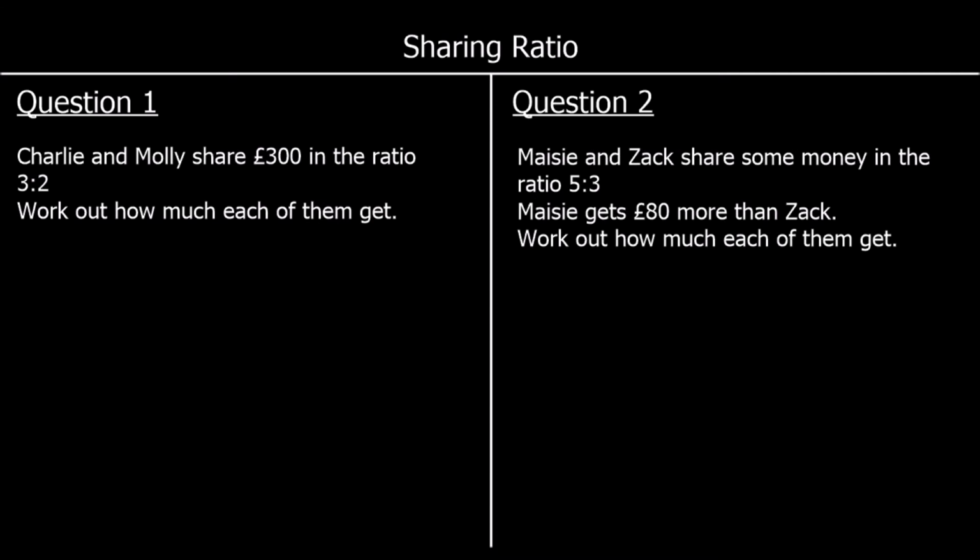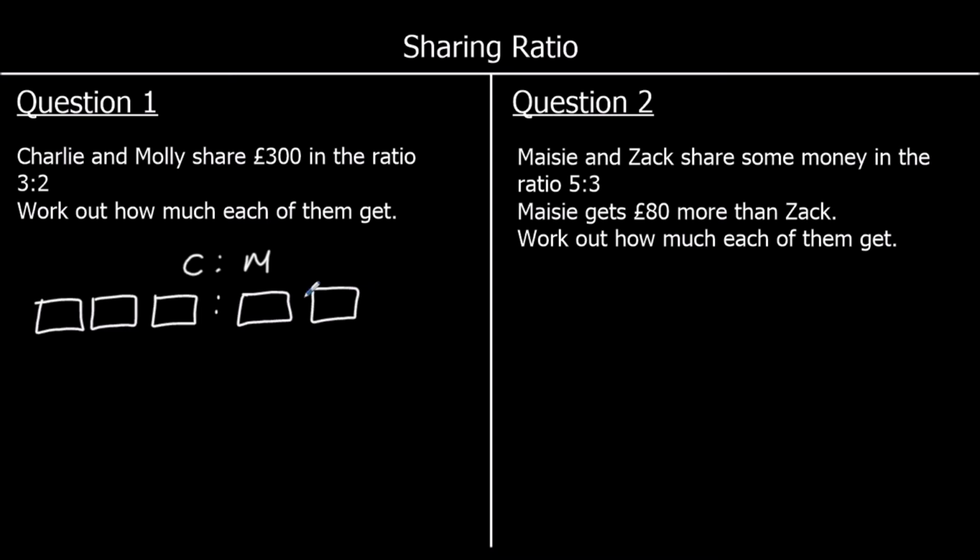Now we're looking at sharing ratio. So Charlie and Molly share £300 in the ratio 3 to 2. So for every £3 Charlie gets, Molly gets £2. So it's Charlie to Molly. And so I'm going to say Charlie gets 3 boxes, 3 amounts of money, and Molly gets 2. So each of these boxes are going to have the same amount in. But for every 3 of them Charlie gets, Molly gets 2.